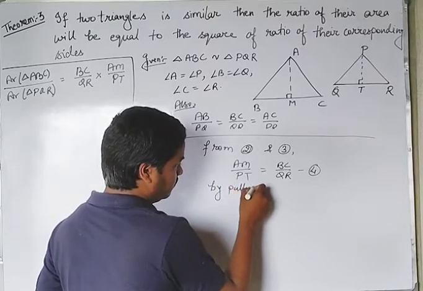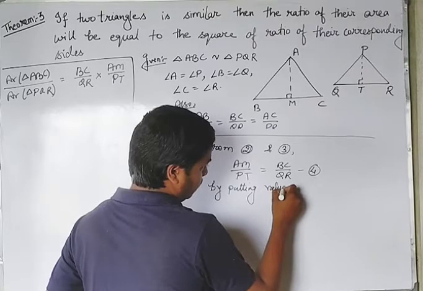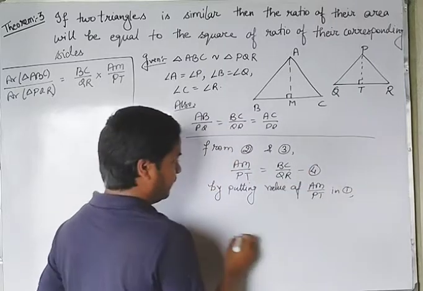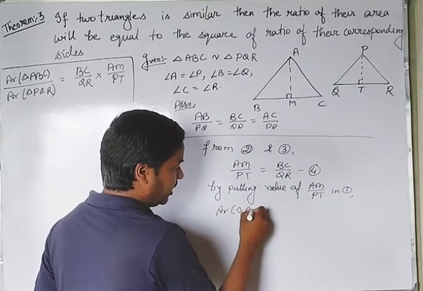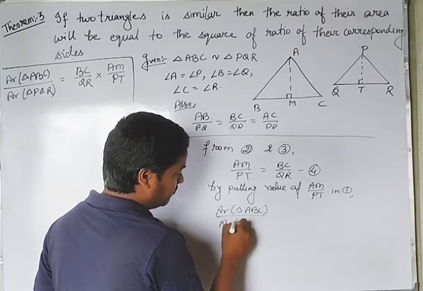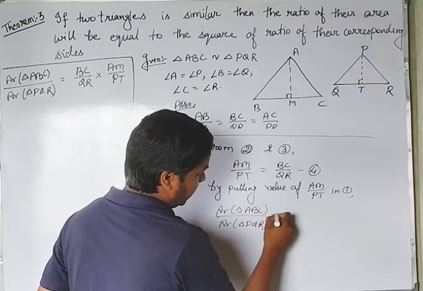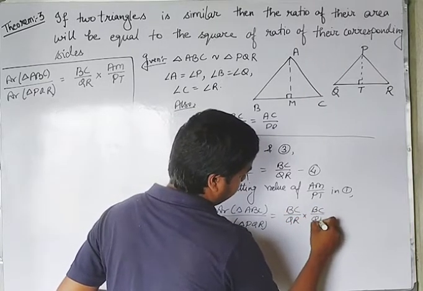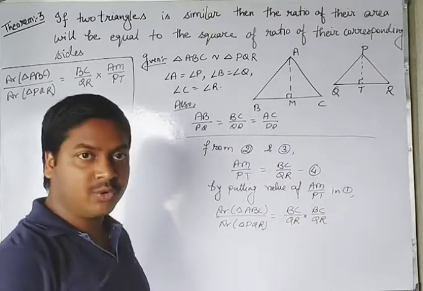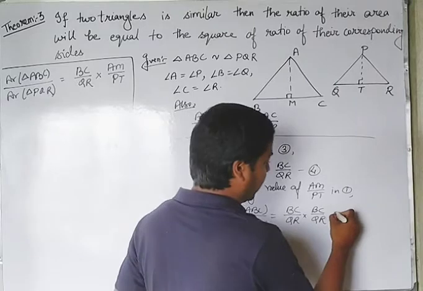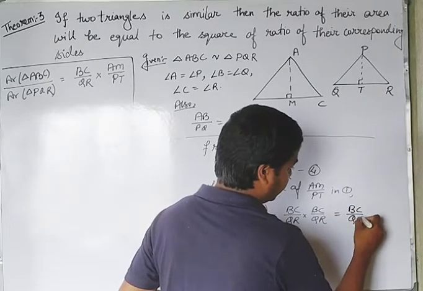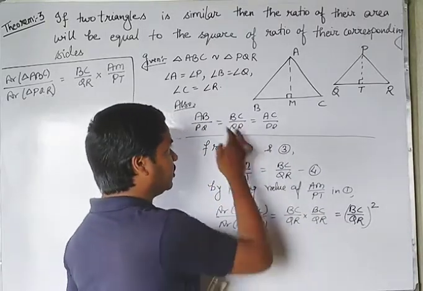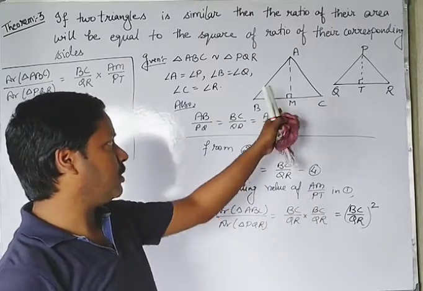By putting the value of AM by PT in 1, we get area of triangle ABC by area of triangle PQR is equal to BC by QR into BC by QR. On multiplying both the terms, since both are the same, we get BC by QR whole square. Also, BC by QR is equal to AB by PQ and it is also equal to AC by PR.